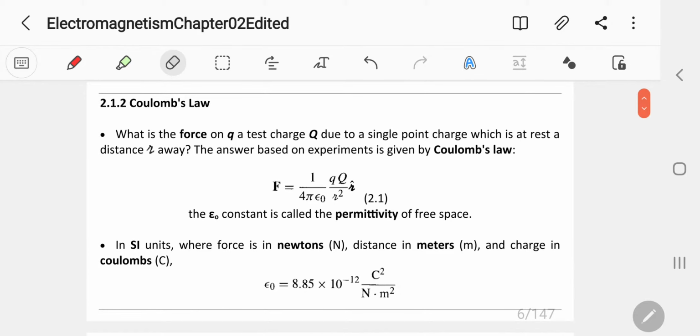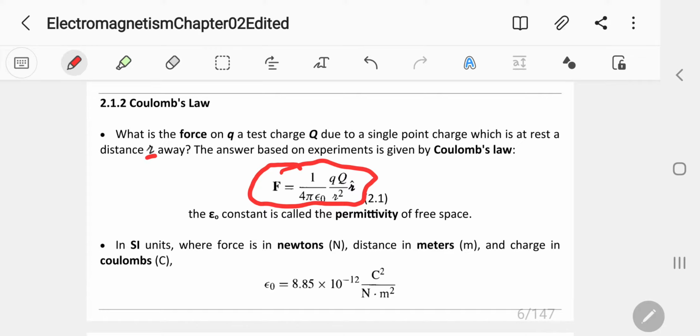You know this before: Coulomb's law. So what is the force on Q? A test charge Q will exert... So if there are 2 point charges separated by a distance scripted r here, the answer based on experiments is given by Coulomb's law, which is written as this one here.